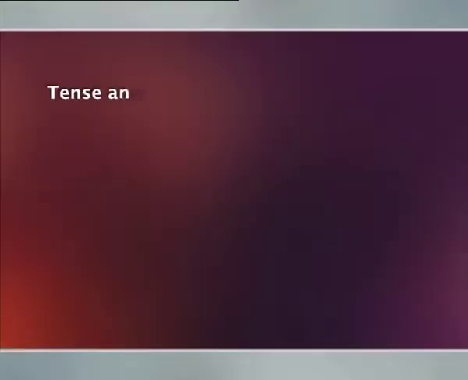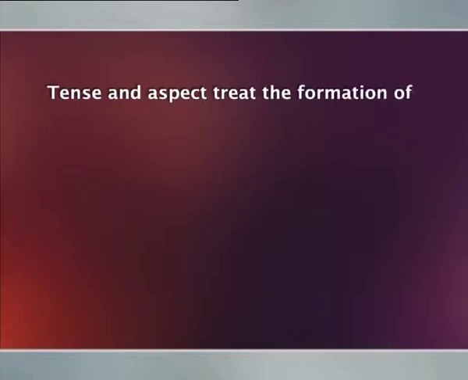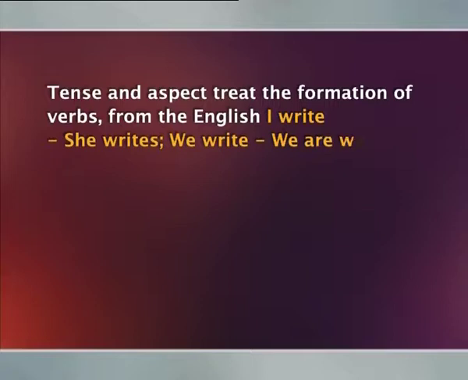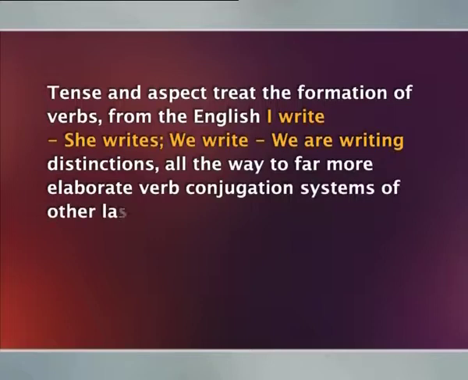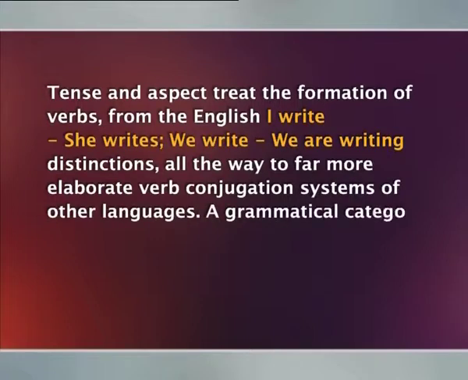whereas gender, a category hardly existent in English but alive in German, regards the differences between masculine, der Löffel, spoon, feminine, die Gabel, fork, or even neuter, das Messer, knife, nouns and how these affect other words in a properly phrased sentence. Tense and aspect treat the formation of verbs from the English one, I write, she writes, we write, we are writing, distinctions, all the way to far more elaborate verb conjugation systems of other languages.